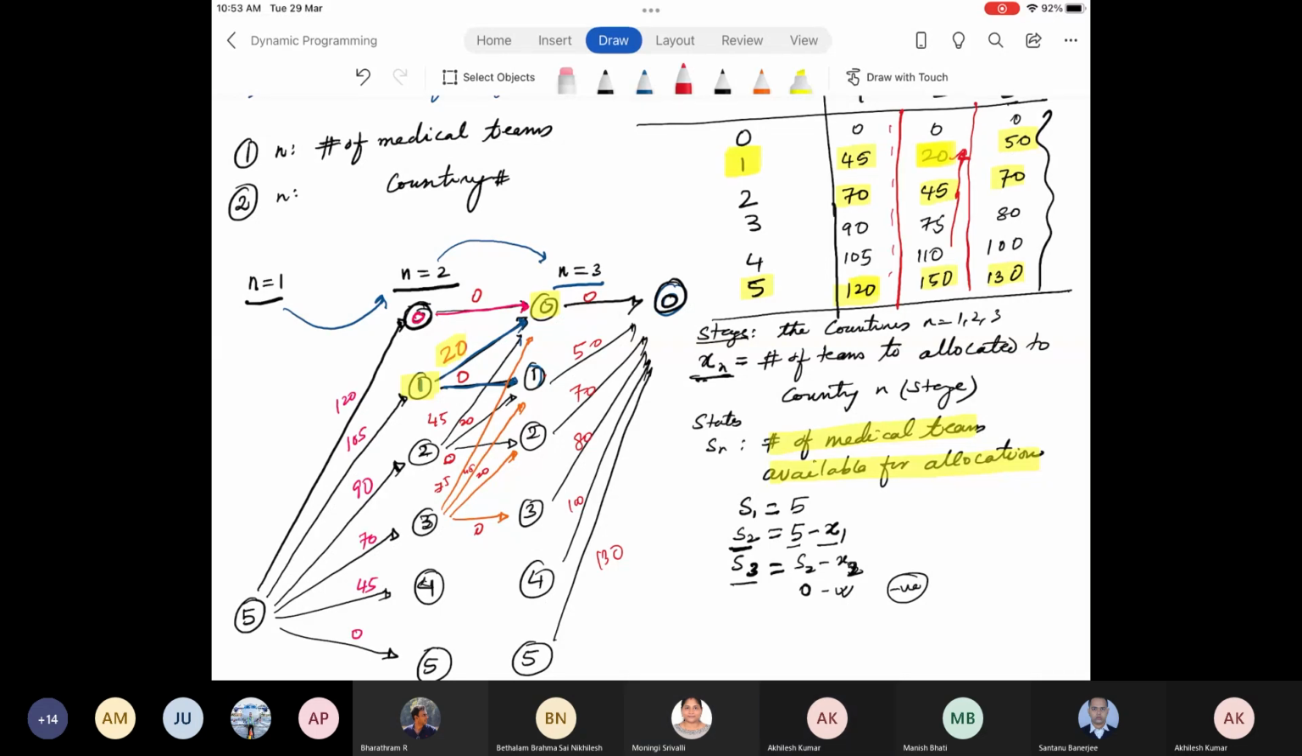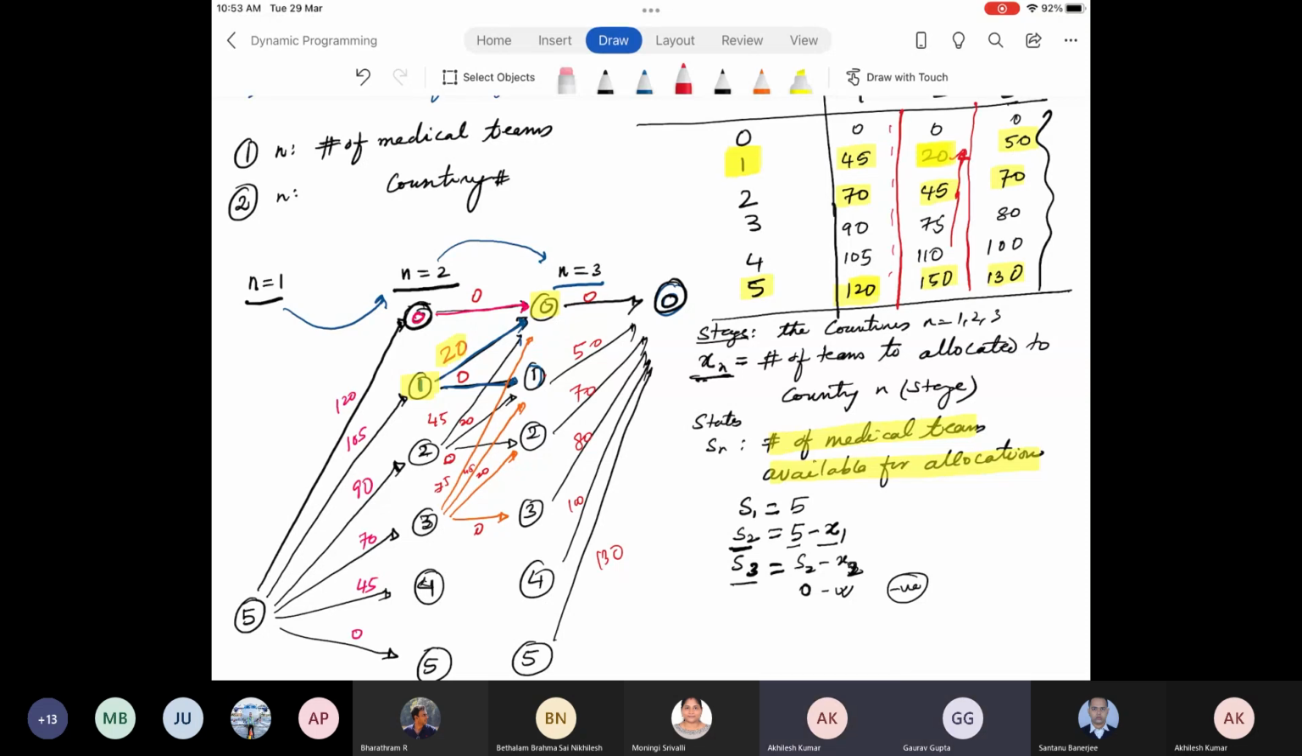Okay. So we are good to go, or does anything else need to be done? Sir, for stage 1, why didn't you write for all the states? What is 5? What is my state definition, Gaurav? Medical teams available for the location. So I have 5 teams, so I have just written 5.